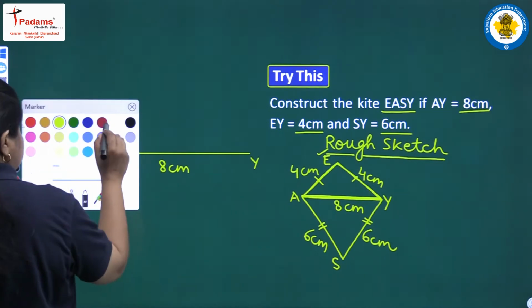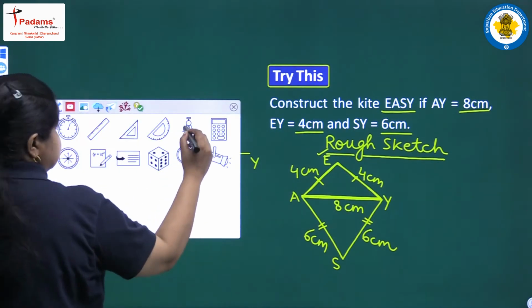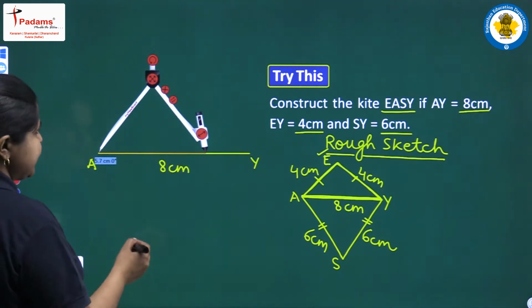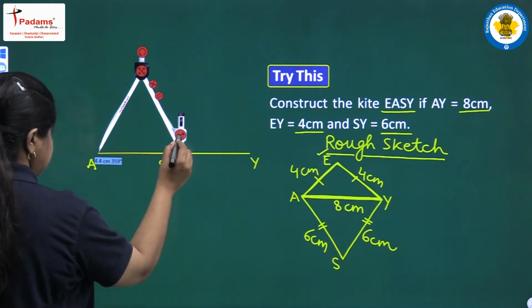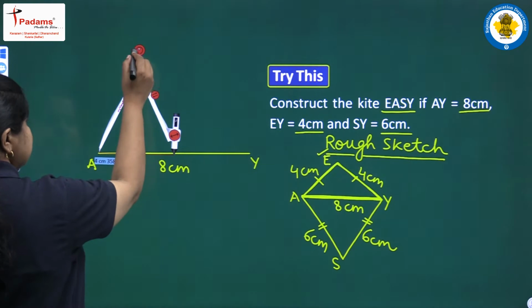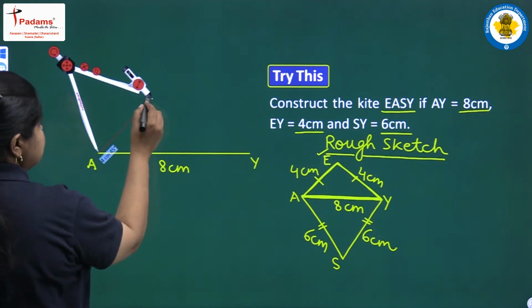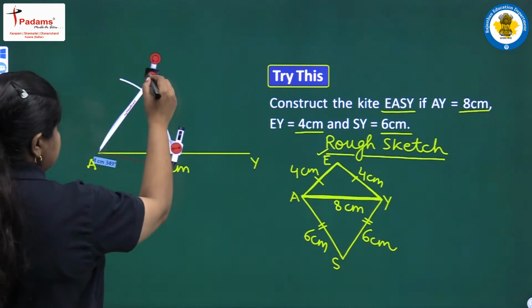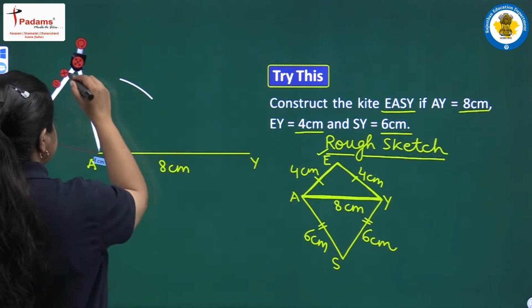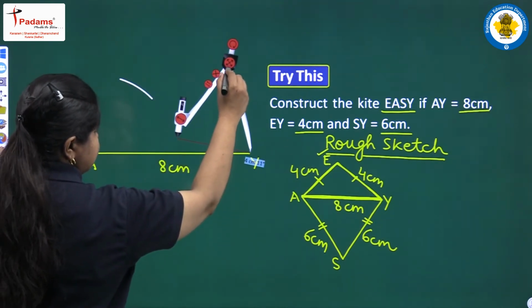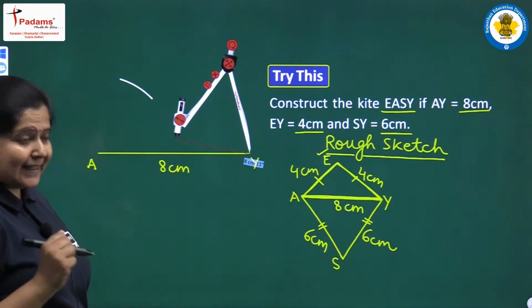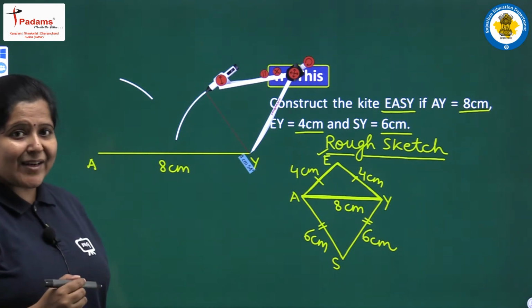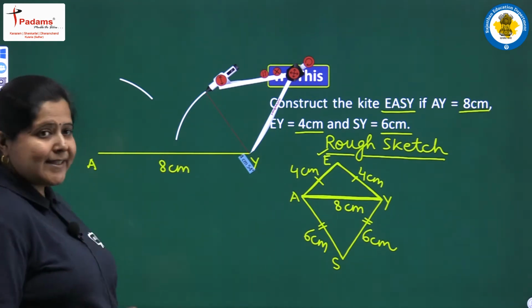So we take a compass for this purpose, keeping the center at point A and taking the radius 4 centimeter. This is 4 centimeter radius. We will draw one arc. Then again, keeping the center at point Y, we will draw one more arc. Now, can this be constructed? You can see the 2 arcs are not intersecting each other.